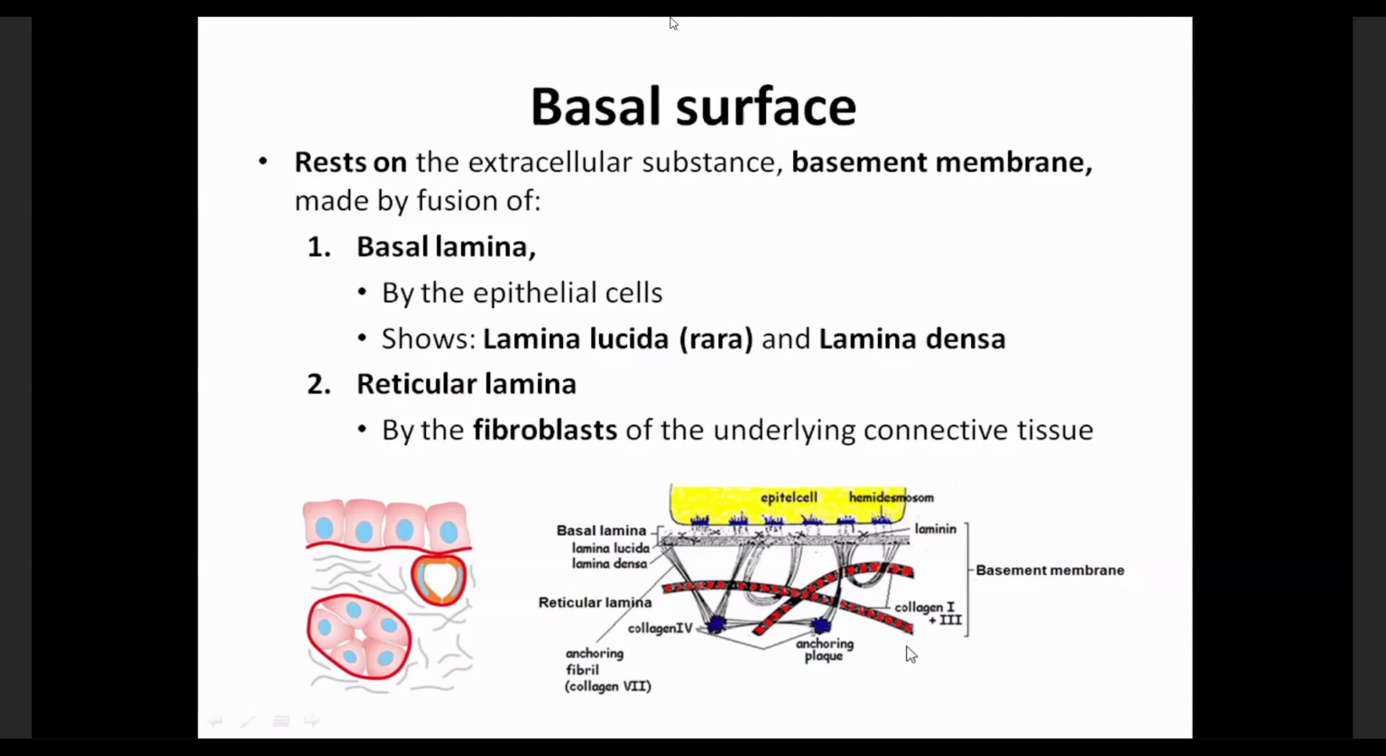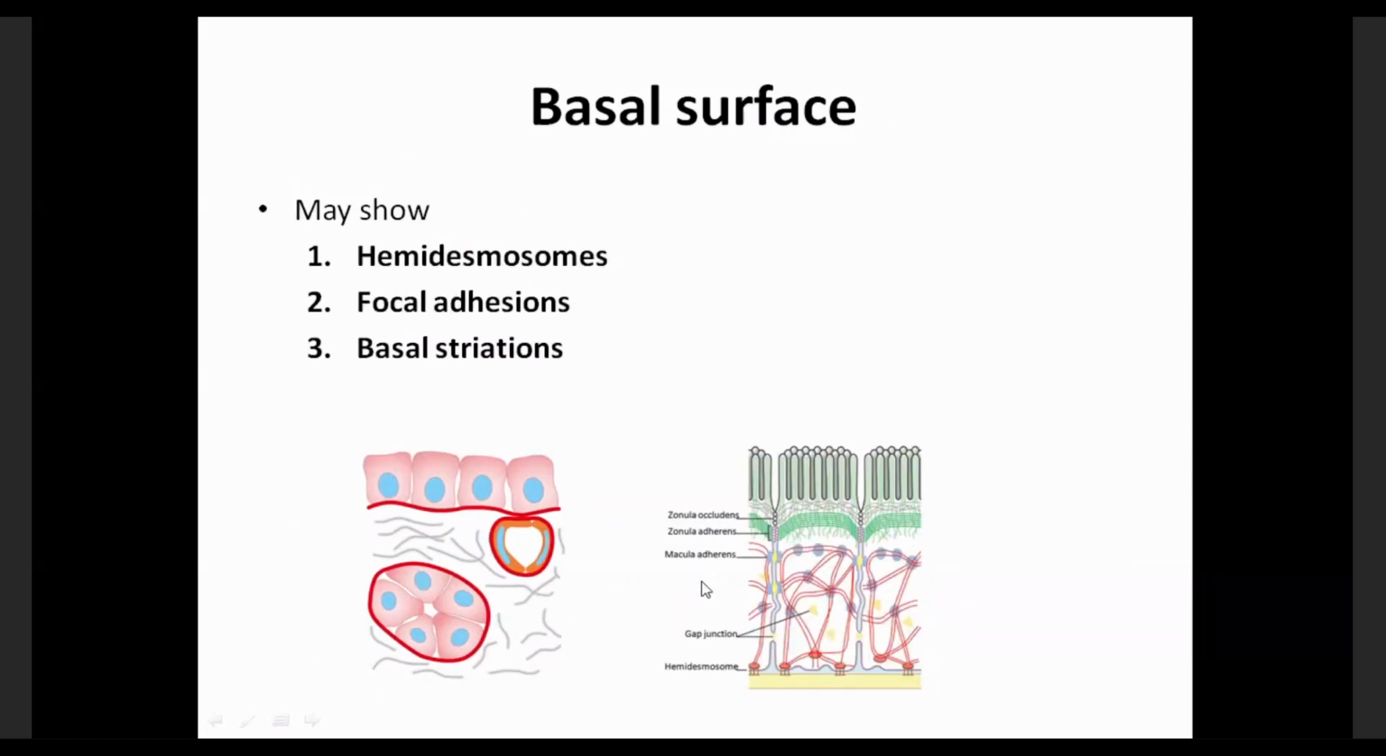They are products of connective tissue cells, specifically named as fibroblasts. So under light microscopy, reticular lamina and basal lamina together are named as basement membrane, and they appear as a dense line. That's what we have on the basal aspect of epithelial cells. And still, we have additional structural modifications. These are named as hemidesmosomes, focal adhesions, and basal striations.